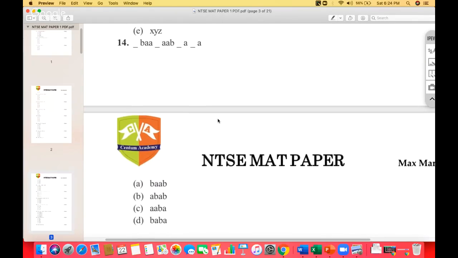Solve question number 14. Yeah, if it is AYW, I can understand.